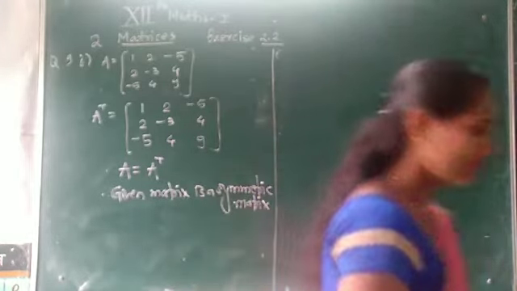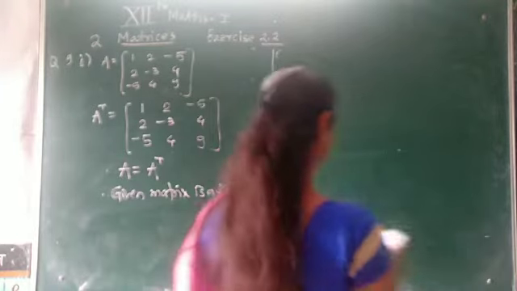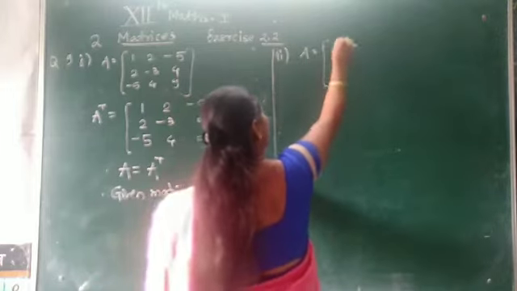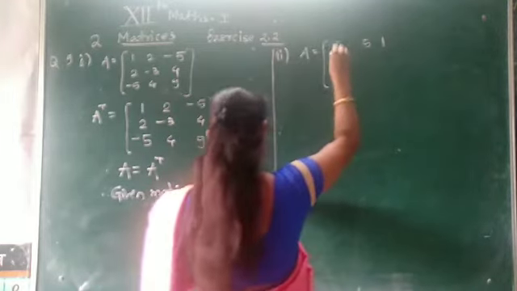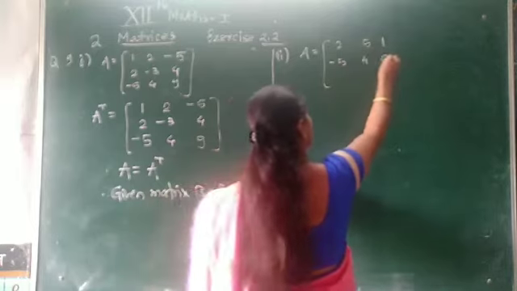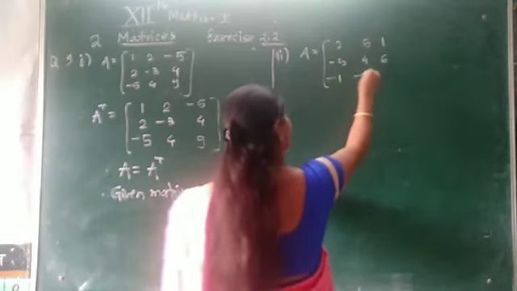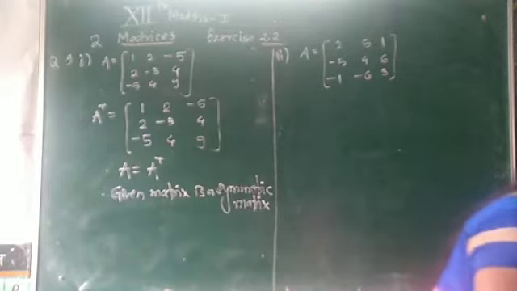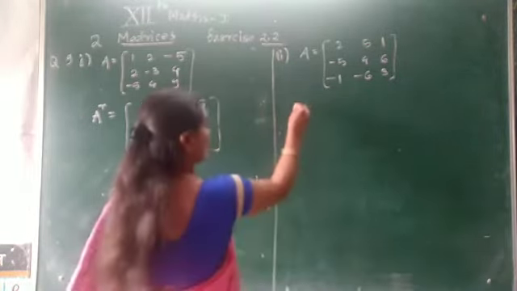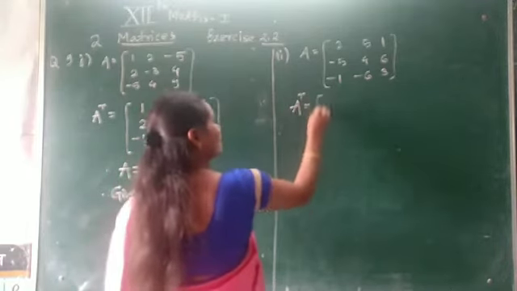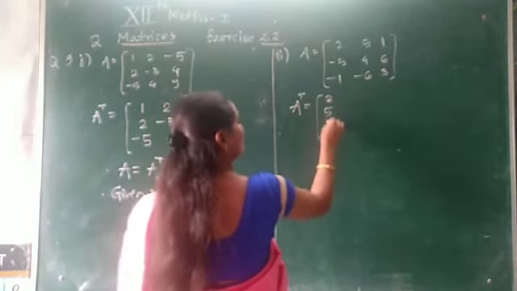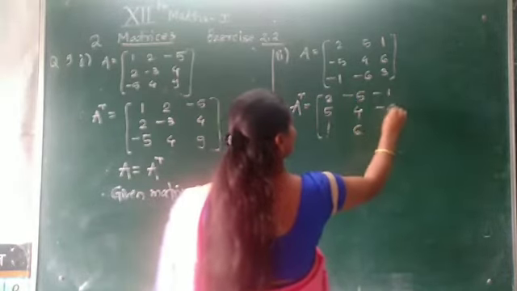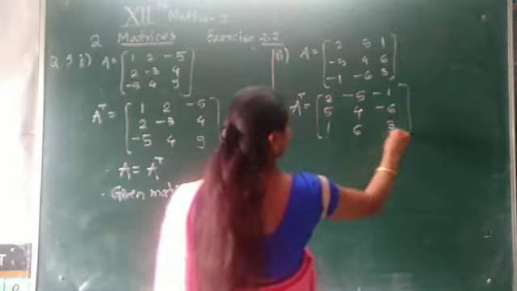Matrix second is what? 2, 5, 1. Next minus 5, 4, 6. Minus 1, minus 6 and 3. So find A transpose. 2, 5, 1. Minus 5, 4, 6. Minus 1, minus 6 and 3.